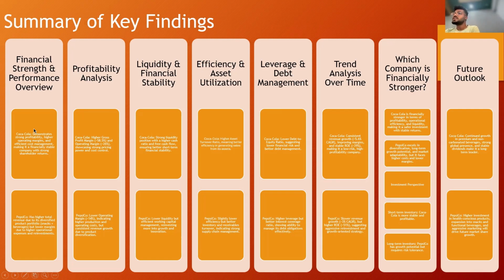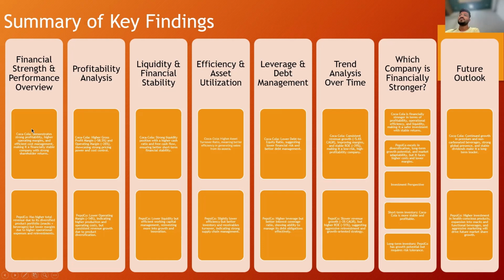Coca-Cola is financially stronger in terms of profitability, operational efficiency, and liquidity, making it a safer investment with stable return. Whereas PepsiCo excels in diversification, long-term growth potential, and market adaptability, but it faces higher costs and lower margins. Investment perspective: for a short-term investor, Coca-Cola is more stable and profitable. For long-term investment, PepsiCo has growth potential but requires risk tolerance.